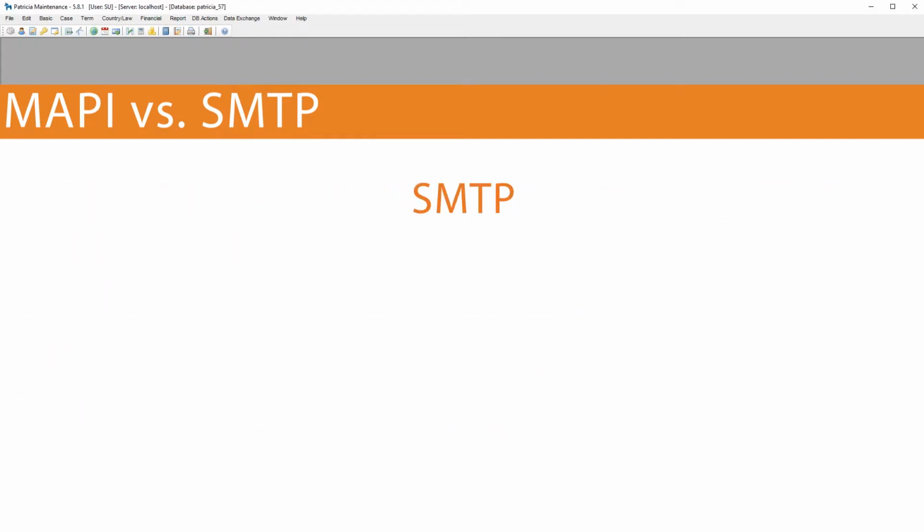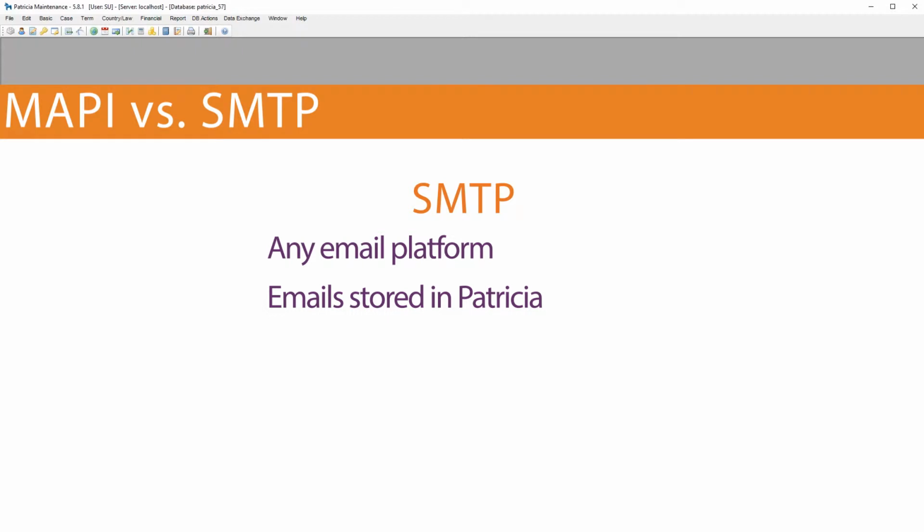SMTP supports formatting, and this is the recommended option to use. It can be used on any email platform, but emails are not stored in the Outlook sent items, only in Patricia. You can still get the same functionality though by including yourself in the BCC or having a transport rule in place. Lastly, the email body can contain text formatting, pictures, and so on.